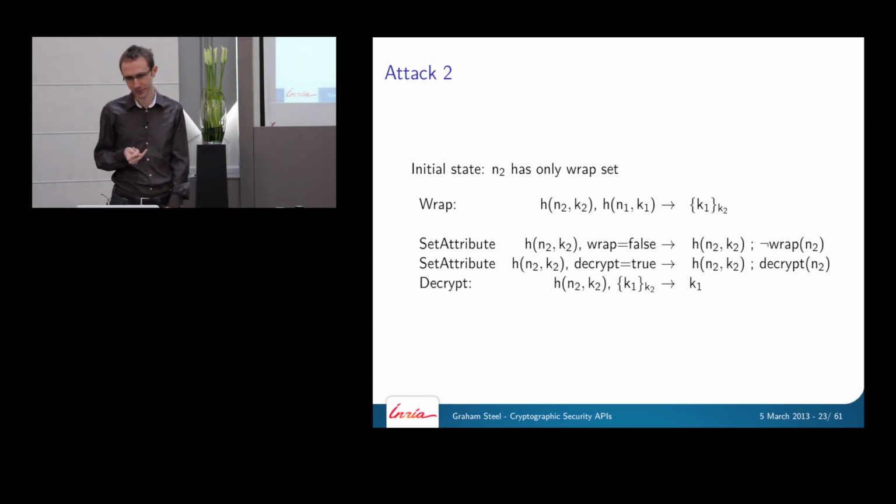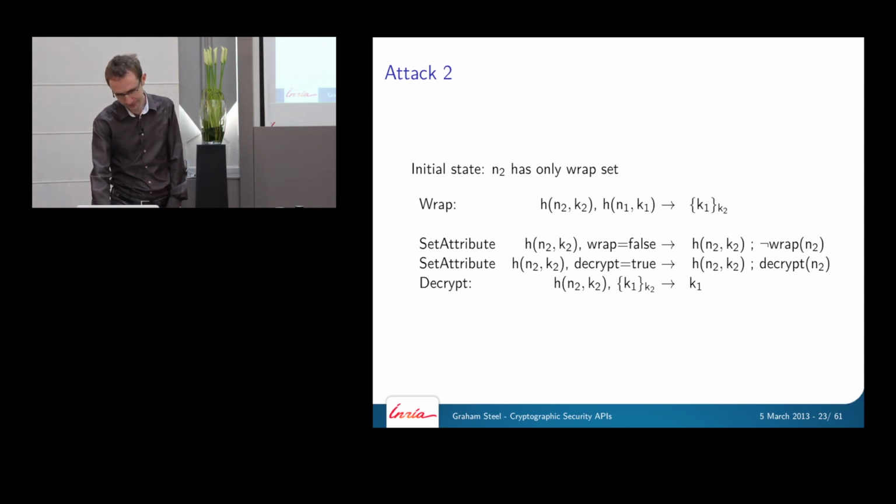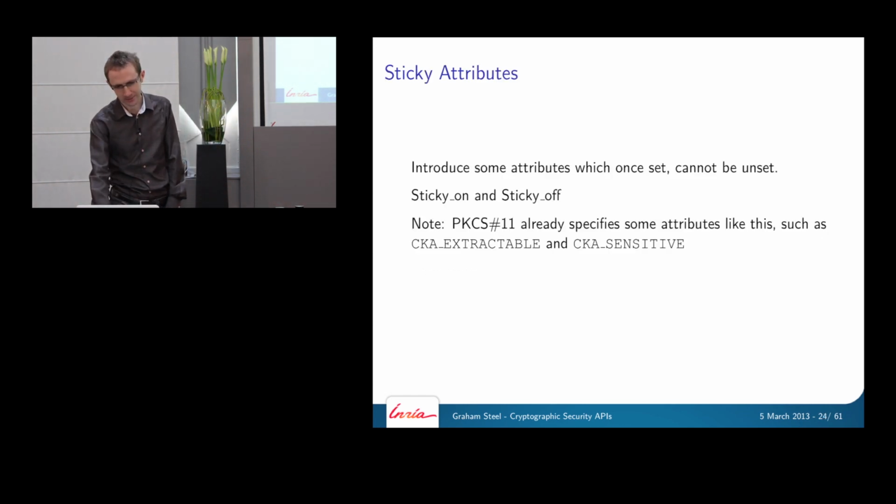And now, of course, I can carry on with the attack because I've got my decrypt permission on my key. I can do exactly what I did before. I can decrypt this wrapped handle, and I can get hold of the sensitive key, K1, in the clear. So we're back to the same attack situation as before. What are we going to do about that?